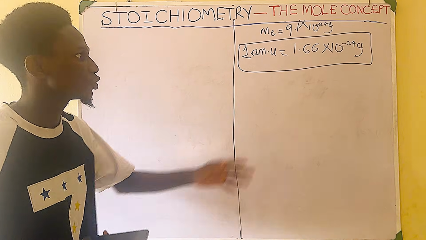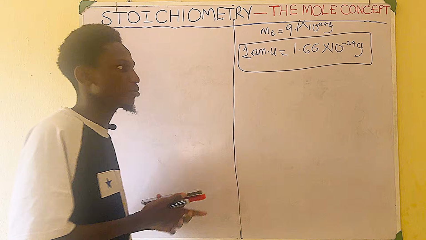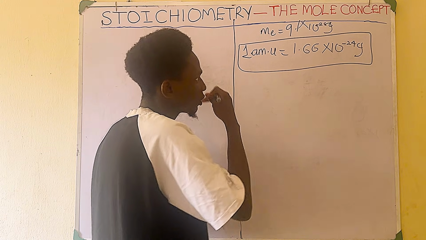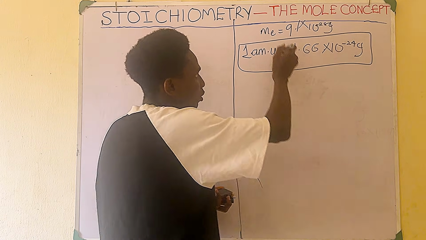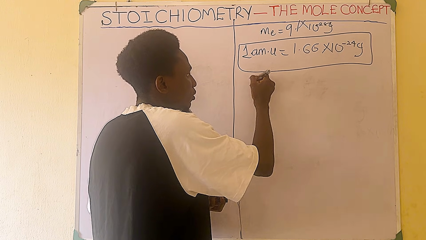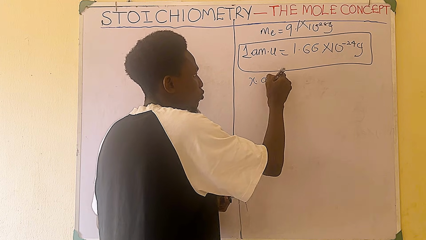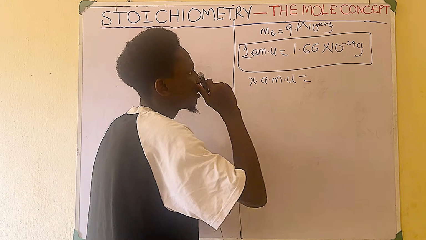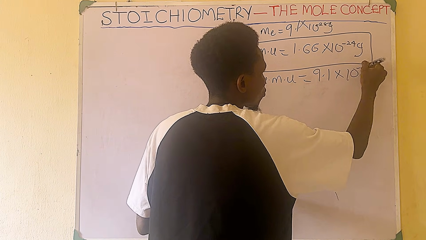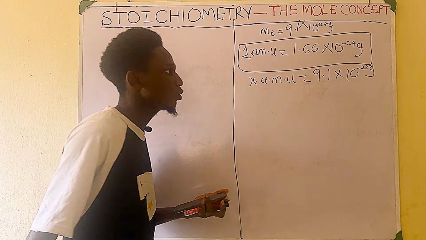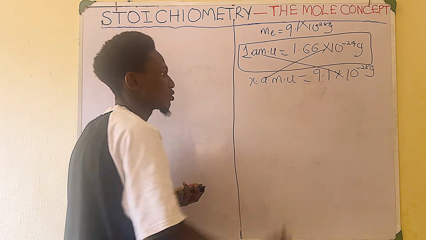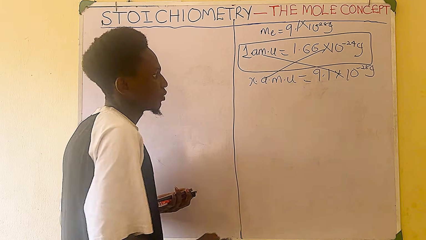Now, since we know this relationship, and I taught you earlier that there's a principle I use called the relationship method. Since I have grams, I can look for atomic mass units easily by just relationship. Let me call what we are looking for x amu. Then I have 9.1 times 10 raised to the power minus 28 grams. So what do I do? I'm going to relate them. Just draw a cross, then I'm going to multiply them.